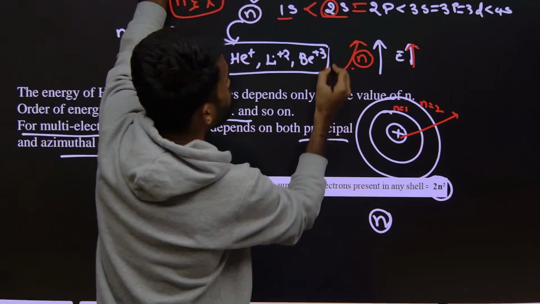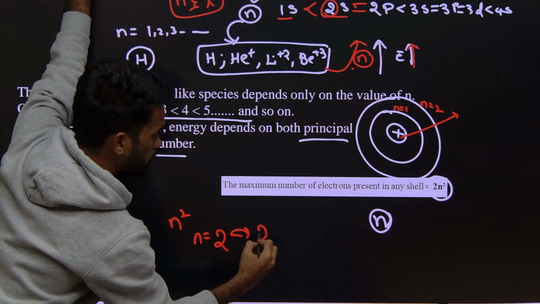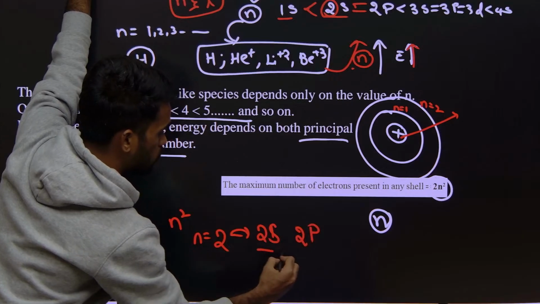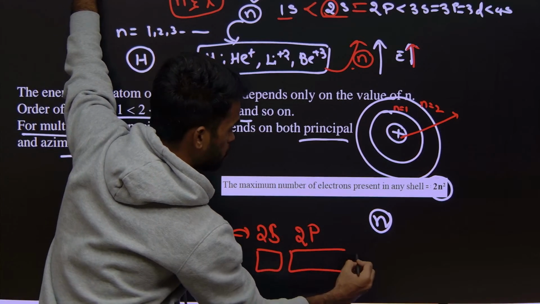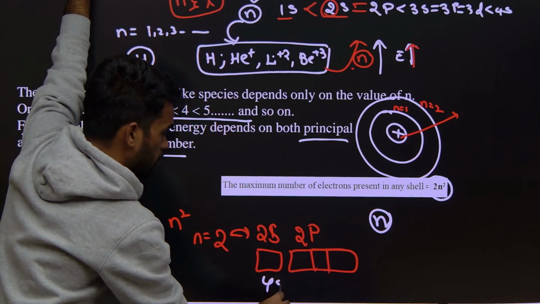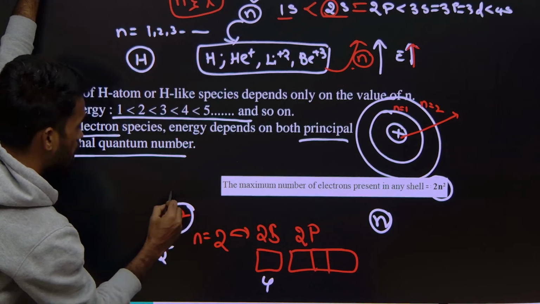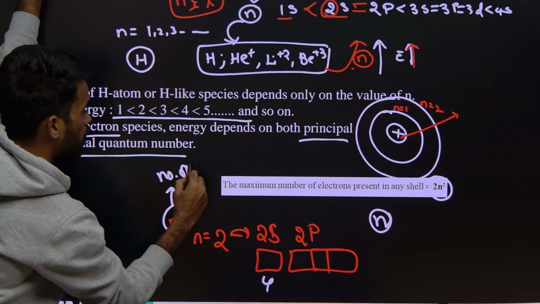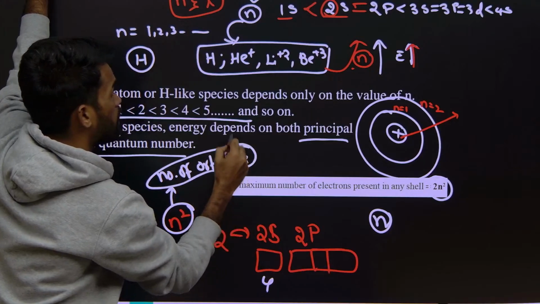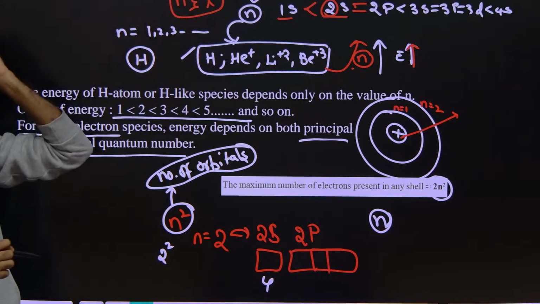See, for the second energy level, if I take n equals 2, I can write 2s as well as 2p, right? So I have one 2s orbital and three 2p orbitals. Total how many orbitals do we have? 4 orbitals are there. That is nothing but 2 square. So n square gives the number of orbitals in an nth level for a single electron system. This is a JEE Advanced question also, based on the single electron system.